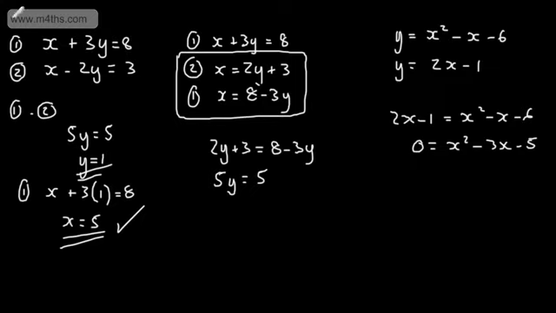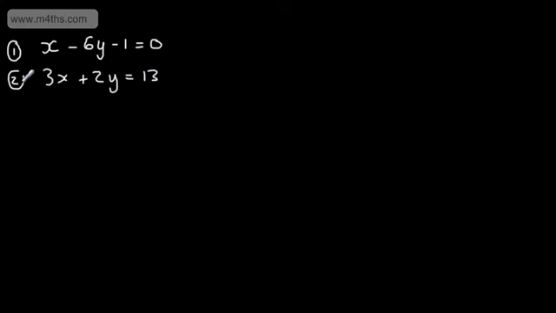So different methods, and it's fairly straightforward and probably just a bit of revision. Okay, let's do another one. Let's do x minus 6y minus 1 is equal to 0. And let's go for 3x plus 2y is equal to 13. Let's call this one equation 1. Let's call this one equation 2.